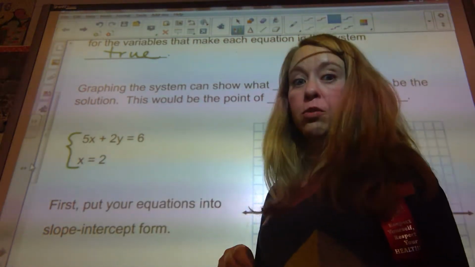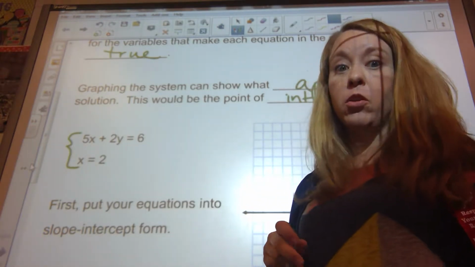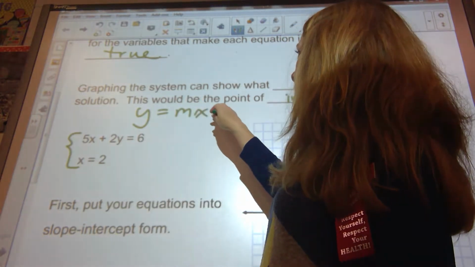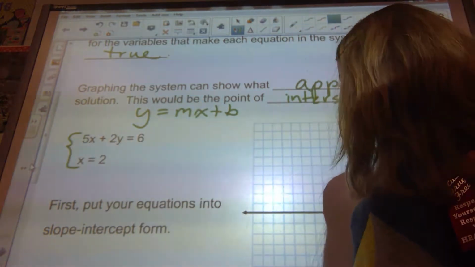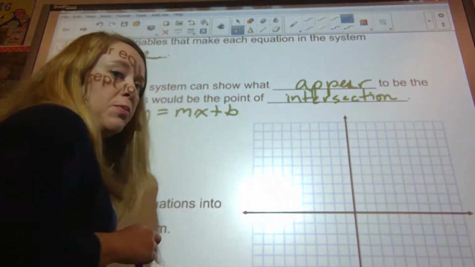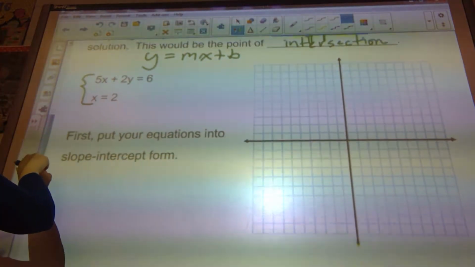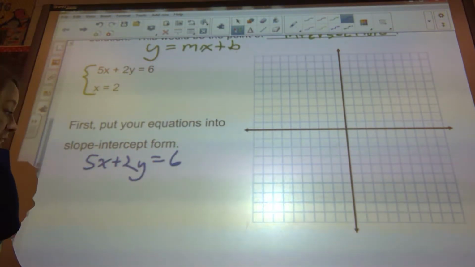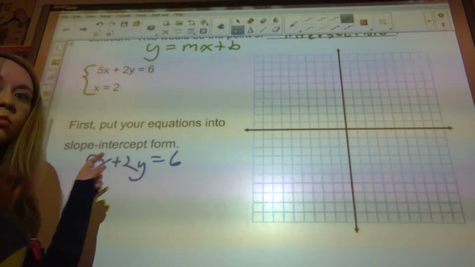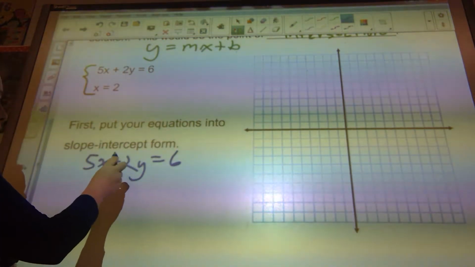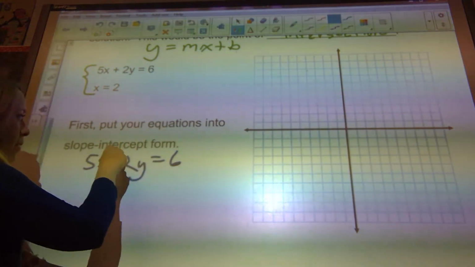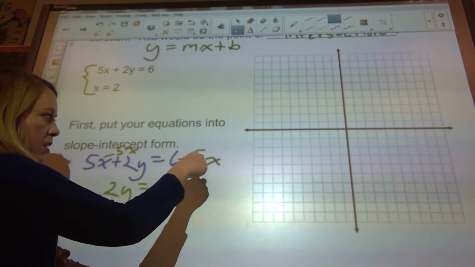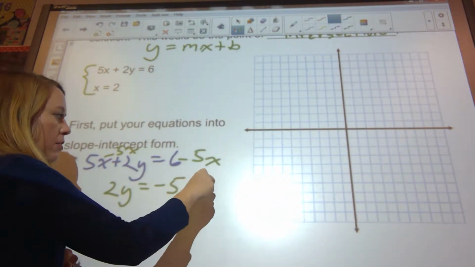So first thing we have to do is make sure both of our equations are in slope-intercept form, which we should know is y equals mx plus b. My first equation here, I'm going to put in slope-intercept form. I want to end up with my y alone on one side of the equal sign, so I'm going to subtract 5x from both sides. And I'll get this. I'm going to put this in front because that's the form that I'm looking for.